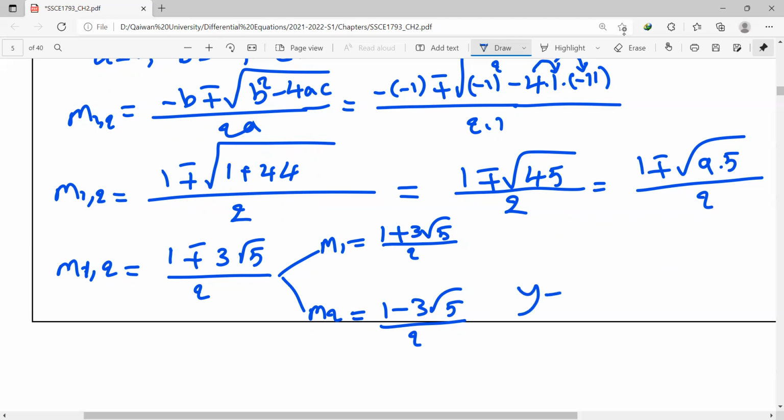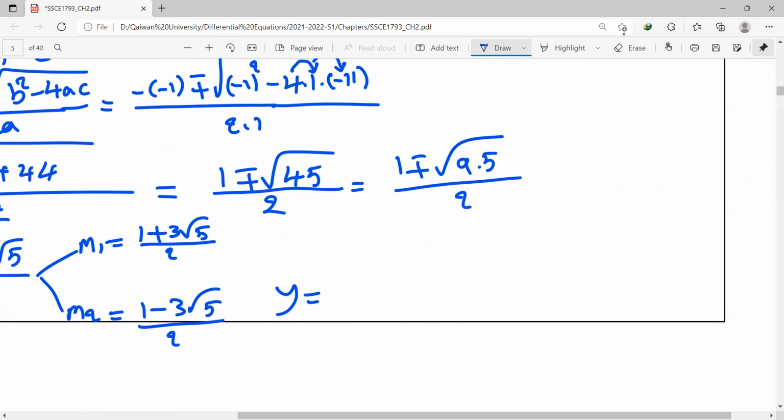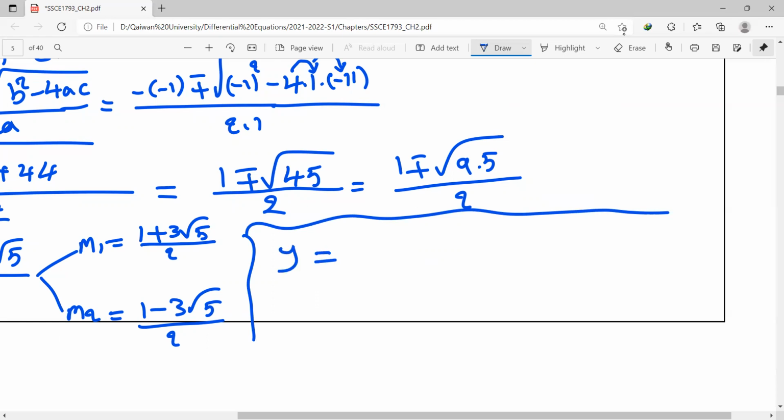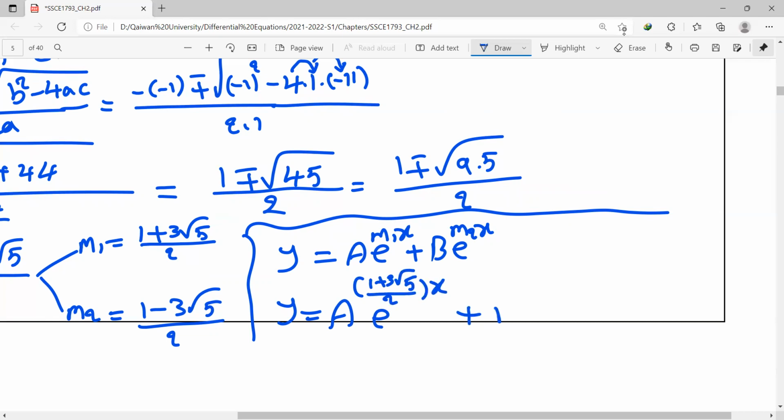So here we write down the solution. y equals A e to the power m1x plus B e to the power m2x. That's all. Now we replace m1 and m2. m1 is 1 plus 3 square root of 5 over 2, and m2 is 1 minus 3 square root of 5 over 2. So y equals A e to the power (1 plus 3 square root of 5 over 2)x plus B e to the power (1 minus 3 square root of 5 over 2)x. This is the general solution for that second order linear homogeneous differential equation.